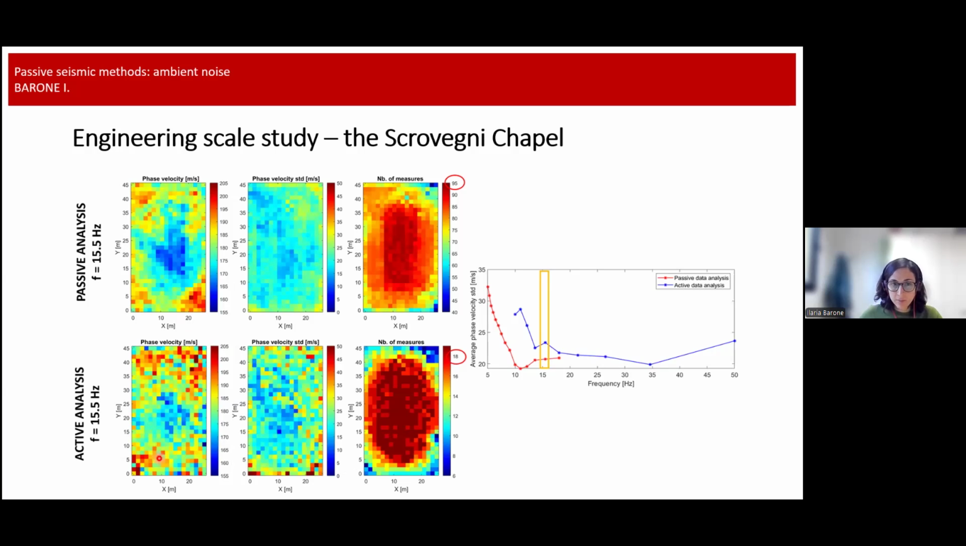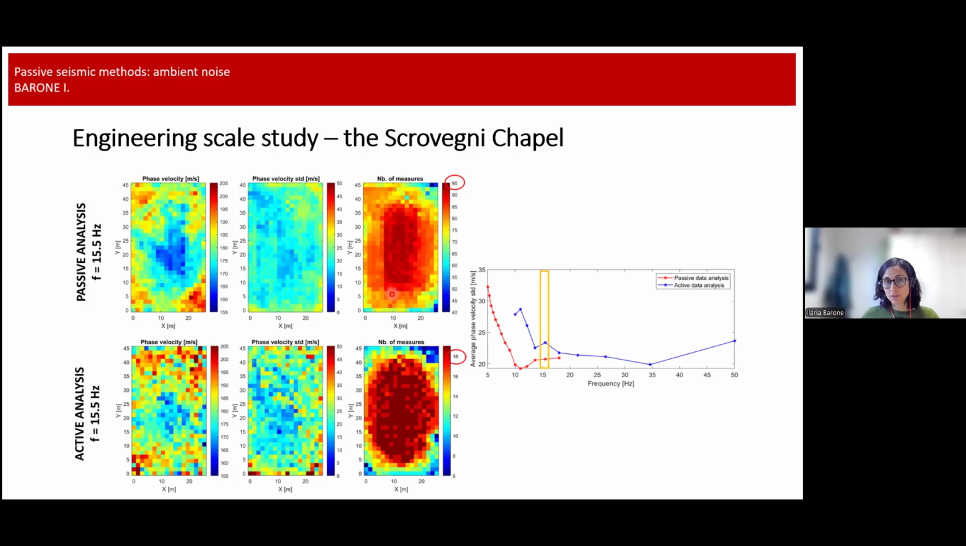And this is the same map that we obtain using only the active data. Okay, so we see that there are some common patterns, especially a low velocity anomaly in the middle for both maps, but for the active case, the resolution is quite poor. If we look at the standard deviations, the errors associated to this analysis, the standard deviations for the passive data are lower than the active data. And this is probably due to the fact that we used many more virtual sources than active sources.